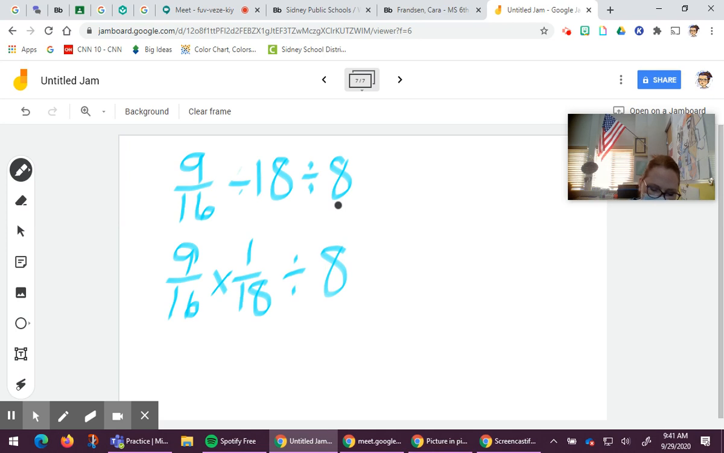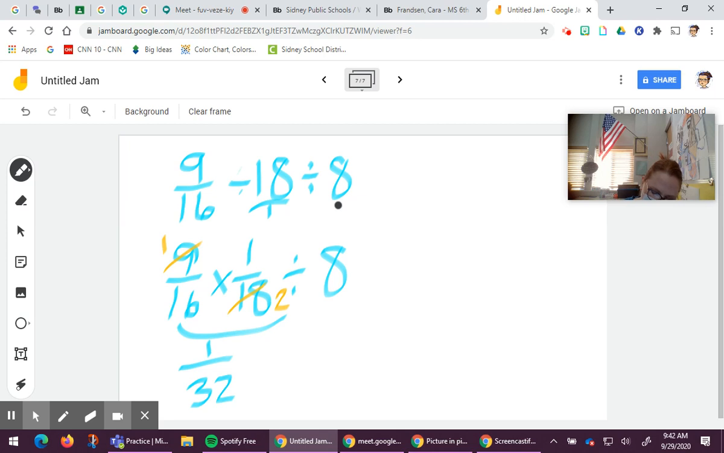No, 18/1 is what we started out with. It was a whole number. Can you simplify 9 and 18? I can. All right. So then I have 1/36 multiplied by 2 is 32. What? 16 multiplied by 2 is 32. I said 36. It's 32.